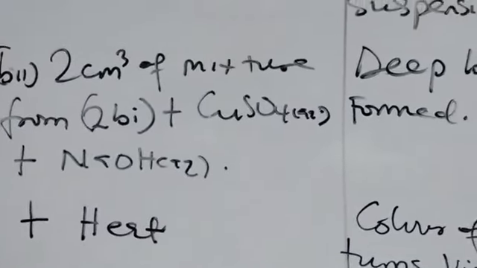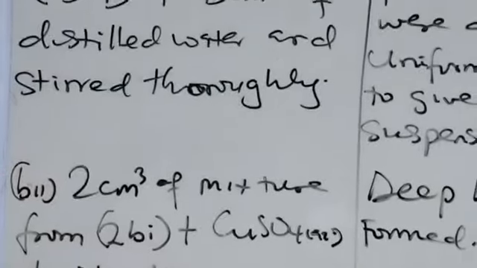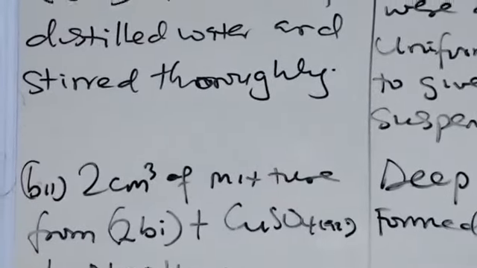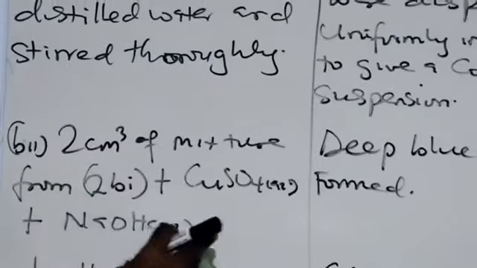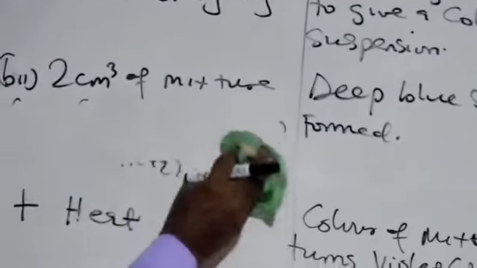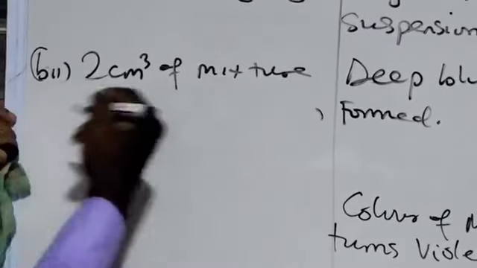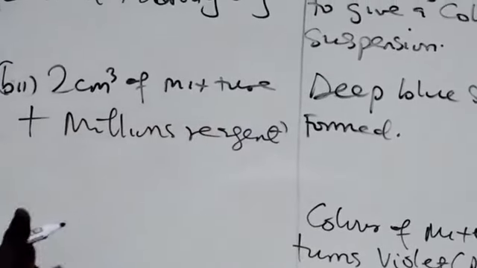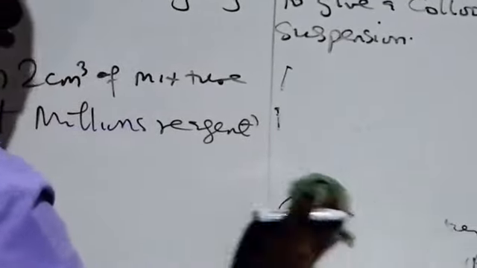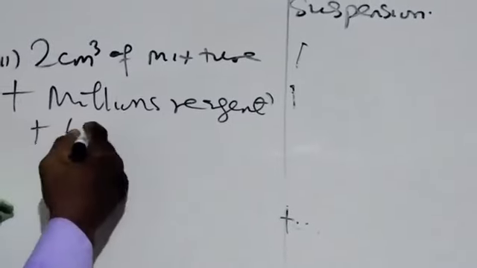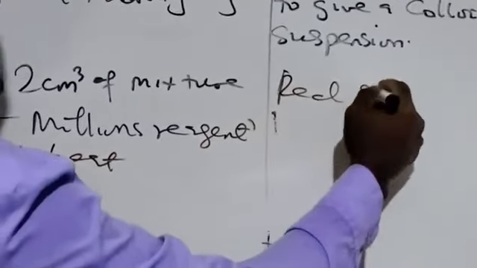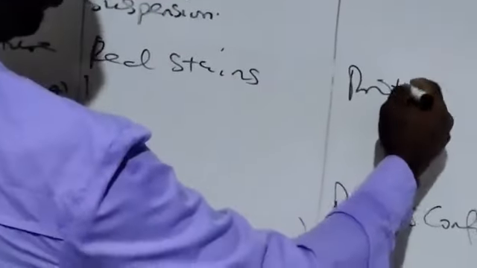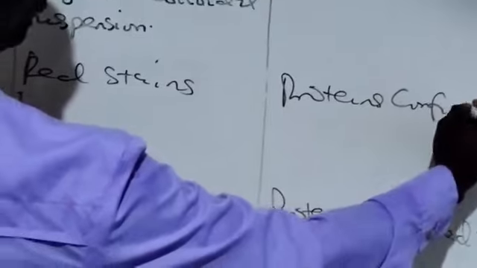Assuming that in this question we added water to D, because D is a proteinous substance, and instead of adding copper sulfate and NaOH, which is the Biuret test, you are told to add Millon's reagent. So with Millon's reagent plus heat, you're going to have red stains produced. Millon's reagent, and then you also say proteins confirmed.